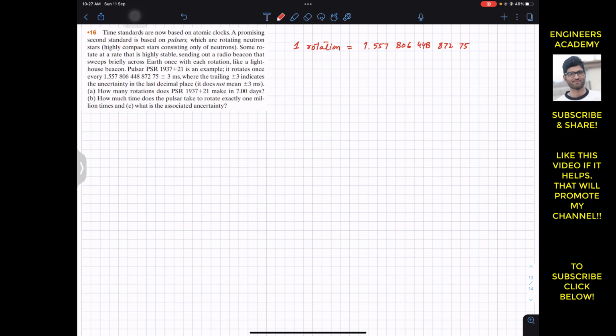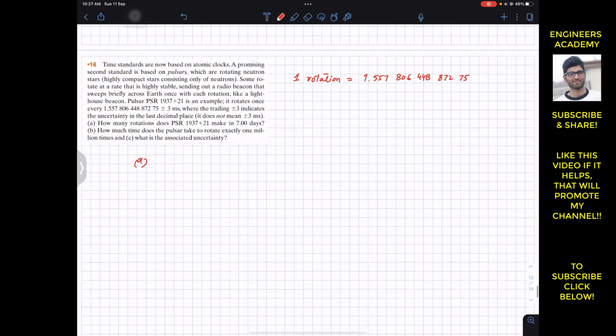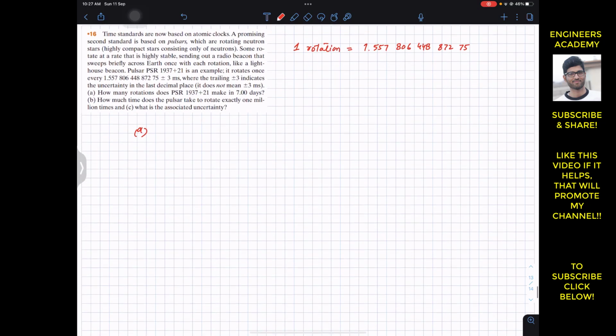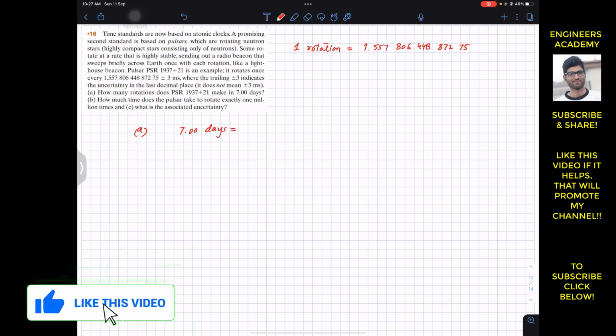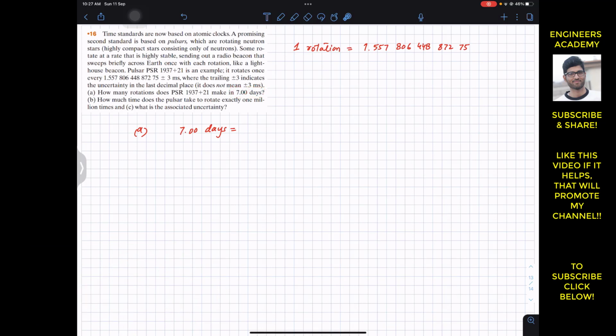So now for part A, we have to find how many rotations it makes in 7 days. So we can write 7 days. Remember that this 7 is given to 3 significant figures, so our answer needs to be up to 3 significant figures as well. So this is 7.00 days.